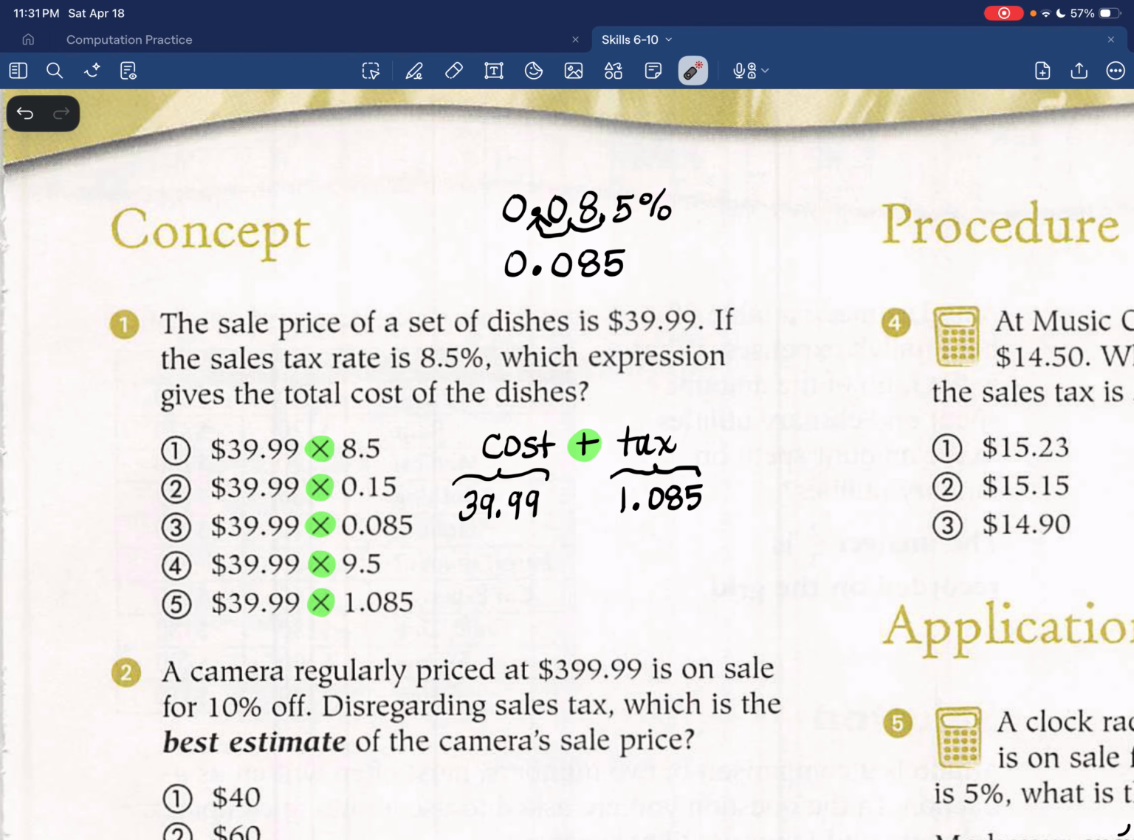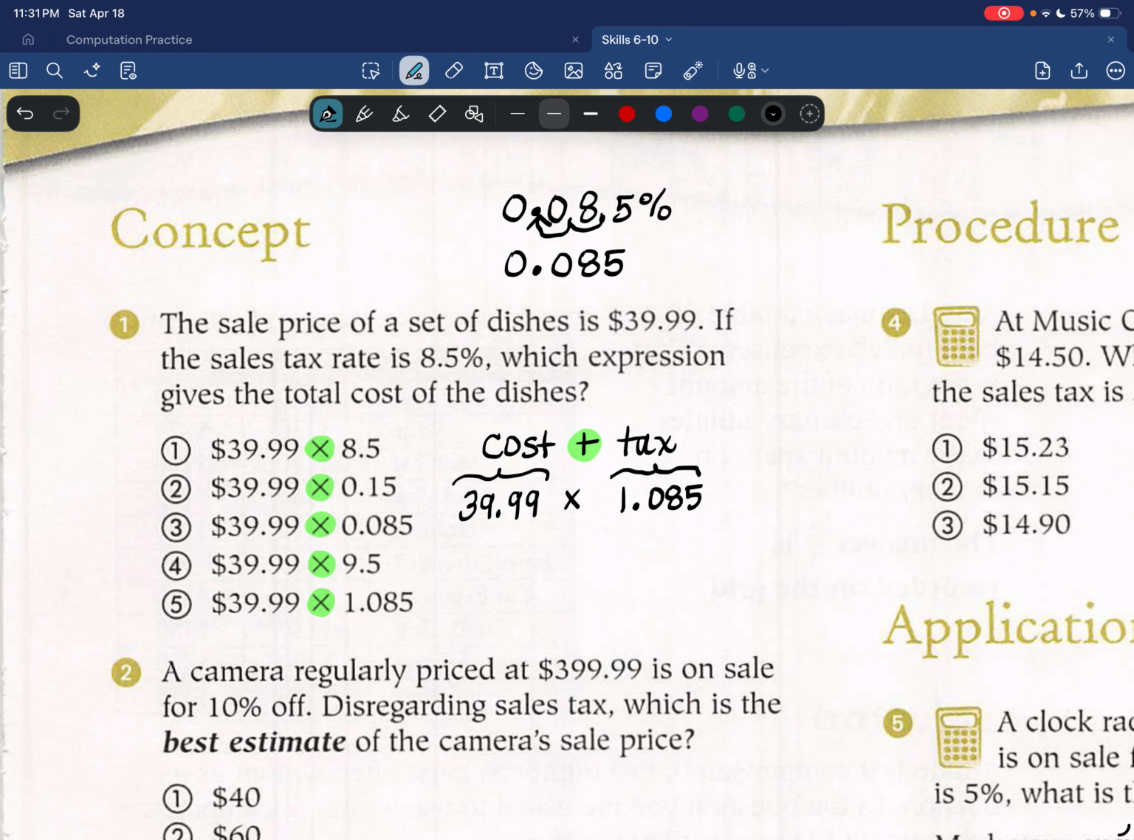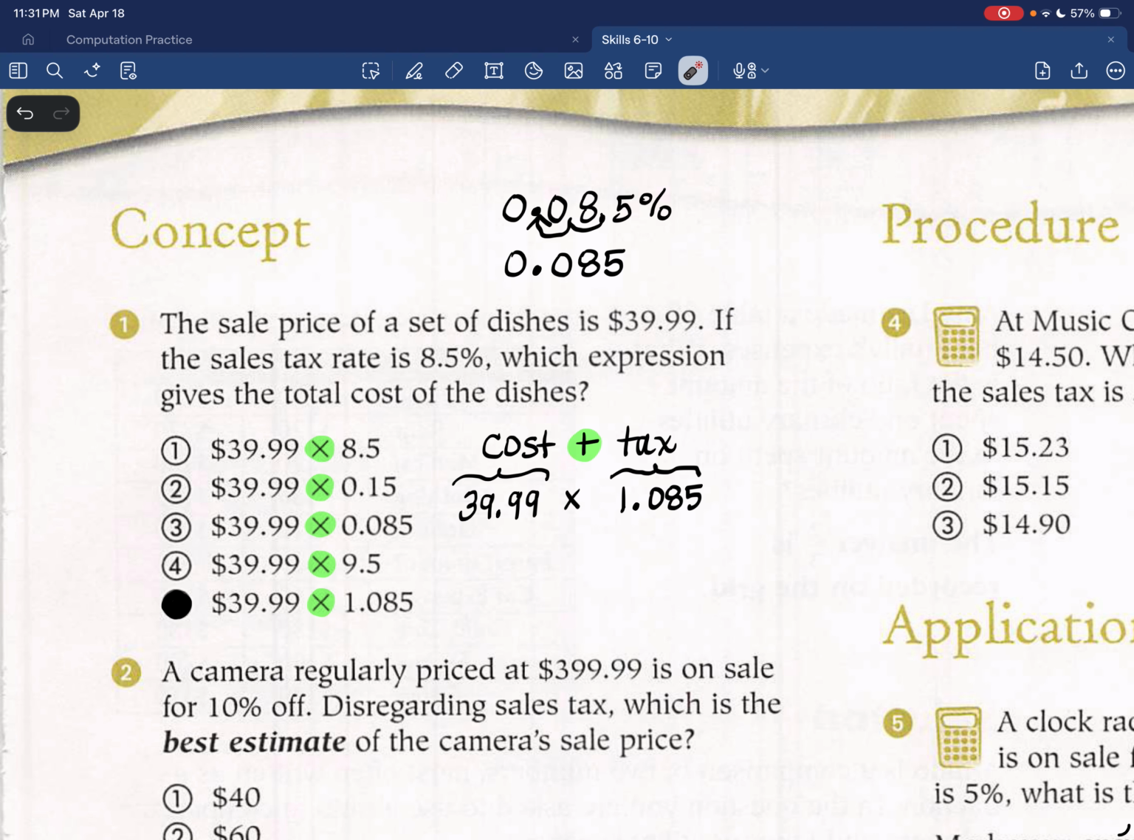And for this one, if you set it up in that form, you want to multiply. And sure enough, there it is. It is number 5. So in this format, you will always have your dollar in the leader seat and your tax as a decimal back here. And then you will multiply, and it will work every time. You just have to be sure that you have the right tax rate in there.